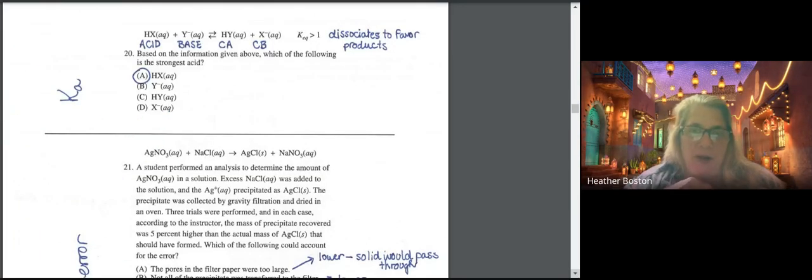Based on the information above, which of the following is the strongest acid? So because Keq is greater than 1, that means that the products are favored. So that means that the acid that dissociates the most is going to be the strongest acid. So if it favors the product side, that means that the least amount of HX stays together. Y is a base. So in that case, you would not call it the strongest acid because it's acting as a base.